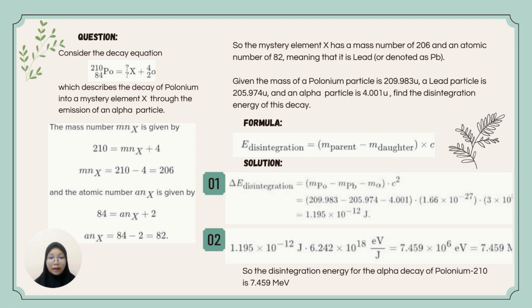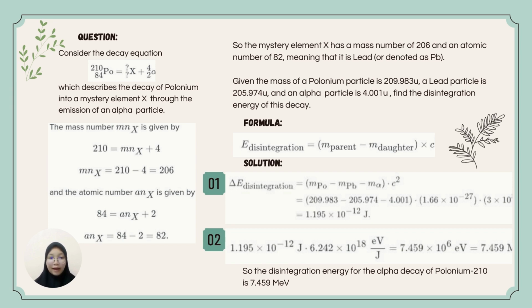First, take all the upper numbers of the elements to find the mass number. Then, through calculation, we get 206 for the mass number. To calculate the atomic number, take all the numbers in the lower part and we get 82 for the atomic number of element X. So the mystery element X has a mass number of 206 and atomic number of 82, meaning that it is lead, denoted as plumbum.